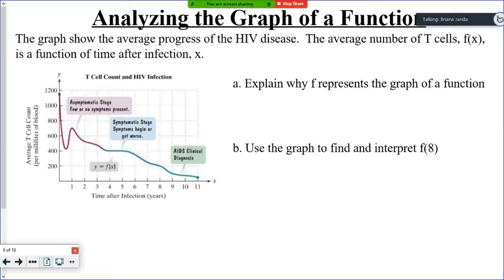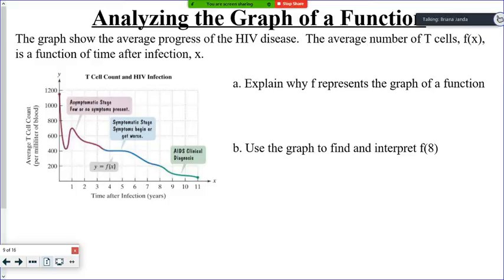Okay, last Friday we talked about deciding if something was a function. If we had ordered pairs to look at, we just made sure that all the x's were unique. We didn't have any duplicate x's. If we were looking at an equation, we made sure that it wasn't a y squared. That made it not a function. If we were looking at a picture, and we are looking at a picture, we used our vertical line test. And so to explain why this is a function, it passes the vertical line test, okay?